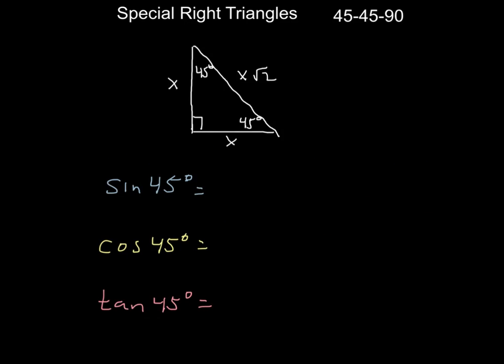Now let's take a look at the 45-45-90 special right triangle. In this case, I have an isosceles right triangle. Those are both 45 degrees. Since it's isosceles, I know that the legs have the same length. So they're both x. And the hypotenuse is x times the square root of 2. So what I want you to do now is pause the video and use this same process to find the sine, cosine, and tangent of 45 degrees. Get it reduced and also rationalize the denominators.